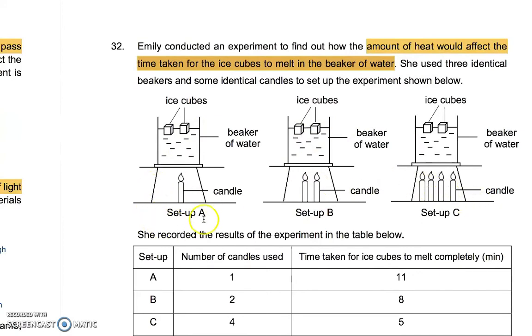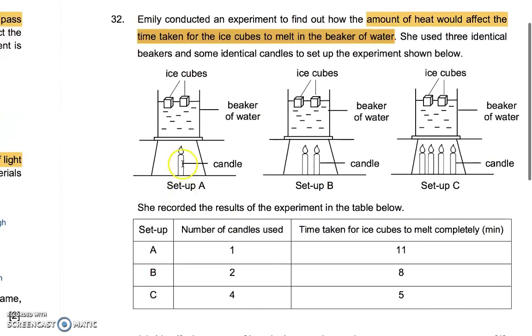So in setup 1 or setup A, you notice there's only 1 candle. Setup B, there are 2 candles, and setup C, there are 4 candles. So over here, she recorded the results of the experiment. In setup A, with only 1 candle, it took 11 minutes for the ice cubes to melt completely. And in C, with 4 candles, it took only 5 minutes.